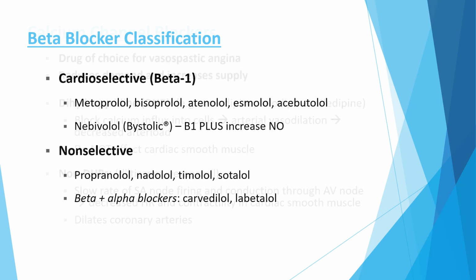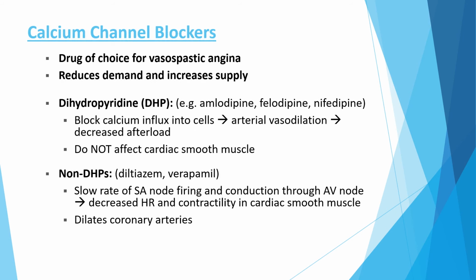For calcium channel blockers, they're really second line behind beta blockers unless the patient has vasospastic angina, then they become first line. They work both by reducing oxygen demand and increasing oxygen supply, but it really depends on which class you choose to use. So if you use your DHPs, so amlodipine or felodipine, they work in your peripheral vascular system, and therefore they're increasing your oxygen supply. Your non-DHPs, like diltiazem or verapamil, work directly on the heart by decreasing your heart rate and contractility, very similar to beta blockers, and so they're reducing your oxygen demand.